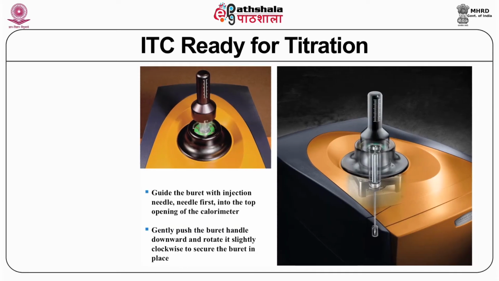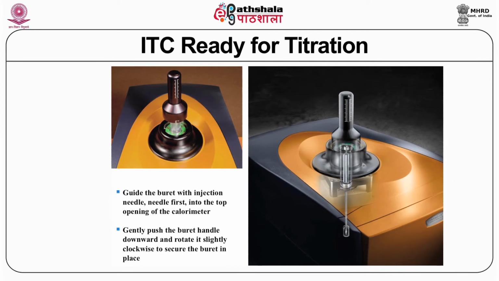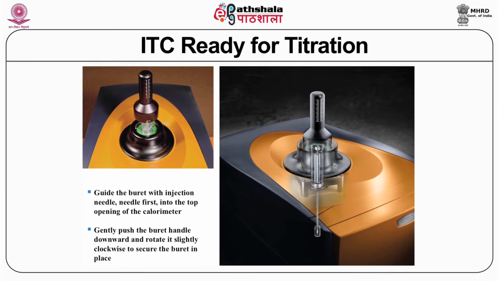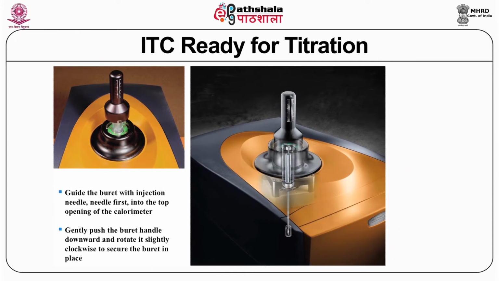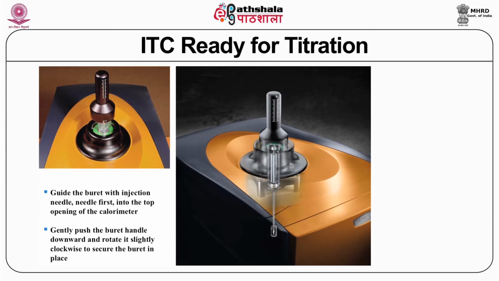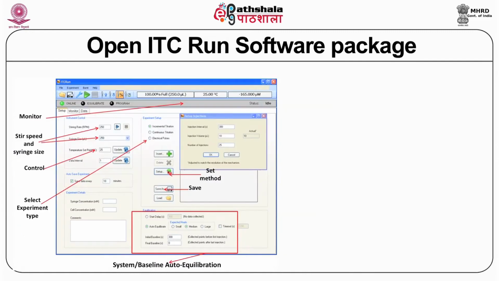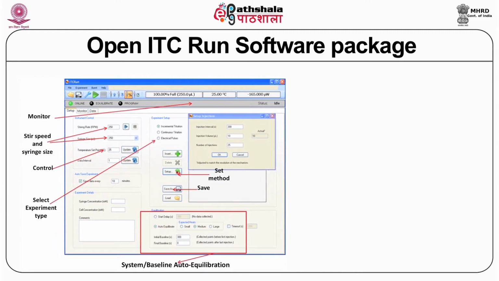Now, this is the setup where the ITC is ready for titration, that is the burette with injection needle is shown here into the top of the calorimeter, and then you just generally push the handle towards. These will be shown in a more detailed, practical manner in the next module. So, once you have loaded the sample, that is not a problem.